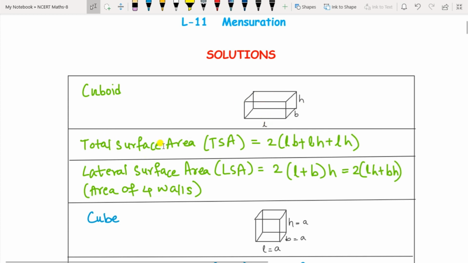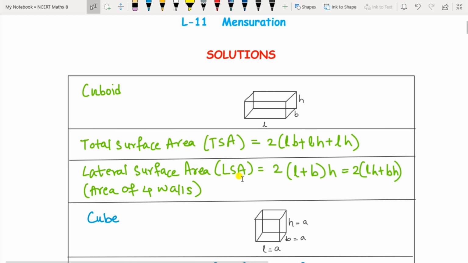So total surface area will be 2 LB plus BH plus LH. That is L into B plus B into H plus L into H, and the whole multiplied by 2. That is the formula of total surface area. Lateral surface area, that is denoted by LSA, means 4 walls excluding the top and the bottom. So only the 4 walls. That becomes the formula 2 bracket L plus B into H, or you can write 2 LH plus BH. So that is the formula for cuboid. Two formulas, total surface area and lateral surface area.